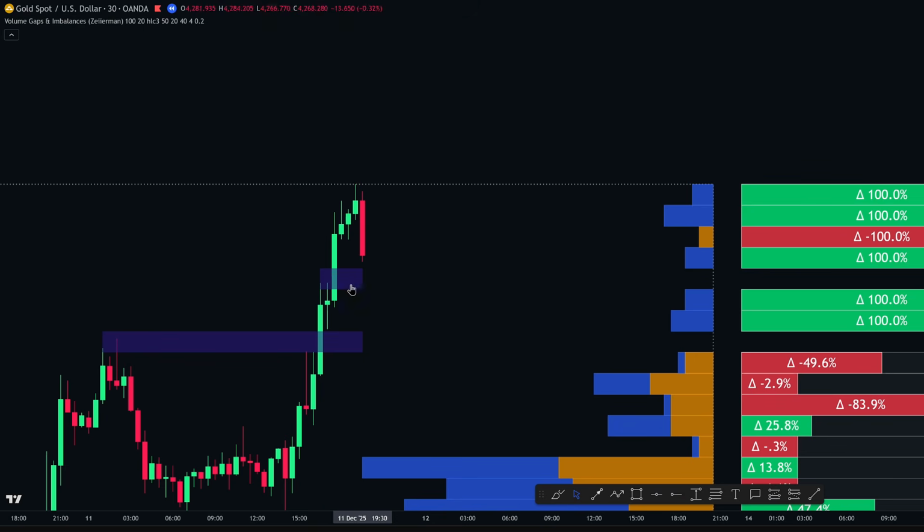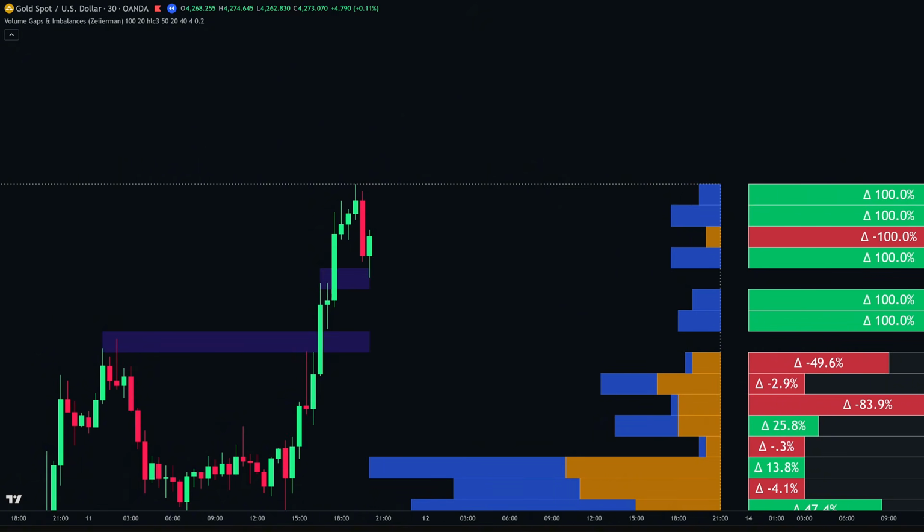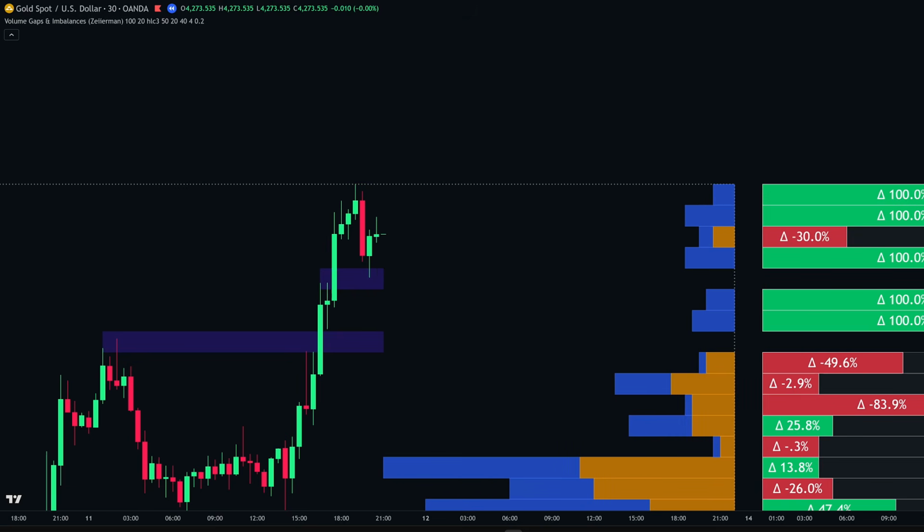This is basically an inefficiency in price. What you want to do next is to ensure that price actually retraces back into that inefficiency purple-colored zone. Now, while price is retracing into that purple inefficiency zone, what you want to watch out for next is to ensure that the delta value over here starts changing to green. As price is pulling back, we are patiently waiting for that confirmation.